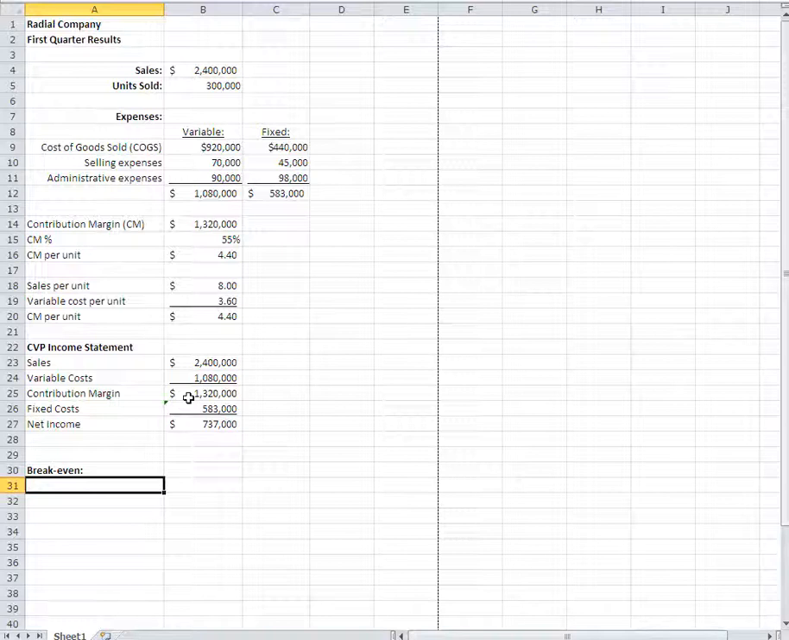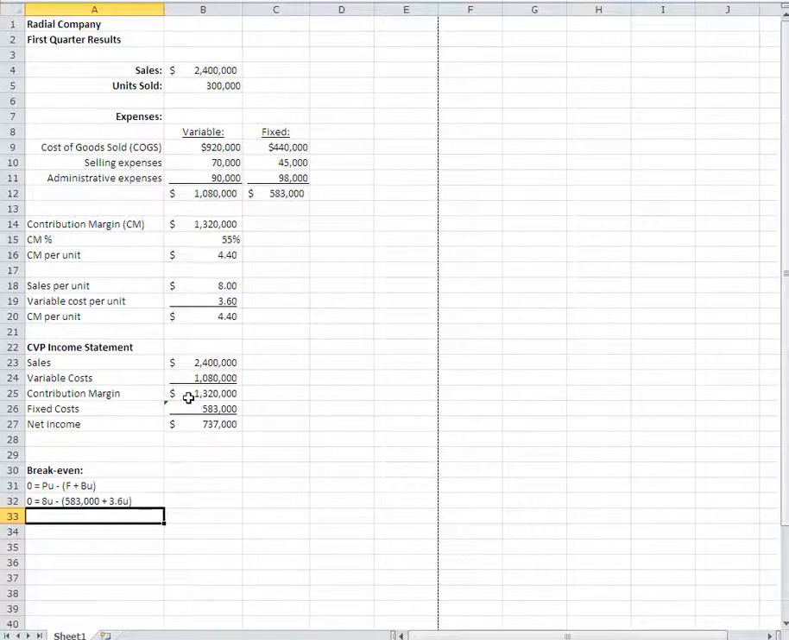So using the equation from the reading this week, what we'll do is we will solve for that number of units, and the equation would say, let's have 0 profit, and we'll take our price per unit times number of units and subtract from that our fixed costs and also our variable costs times the number of units. So for radio, we know it's $8 per unit times the number of units is how much we're going to generate in sales. And our fixed expenses are $583,000, and our variable costs are $3.60 per unit times whatever number of units we'd have to sell.